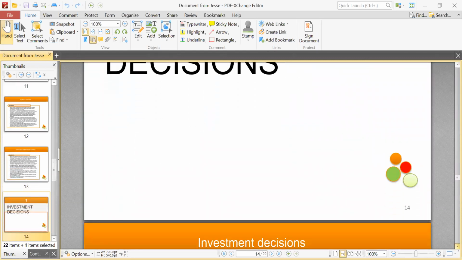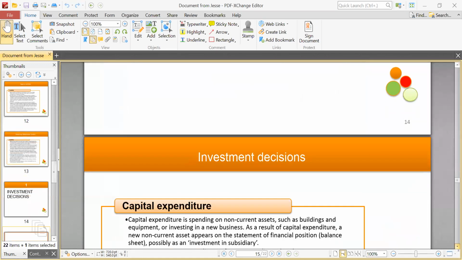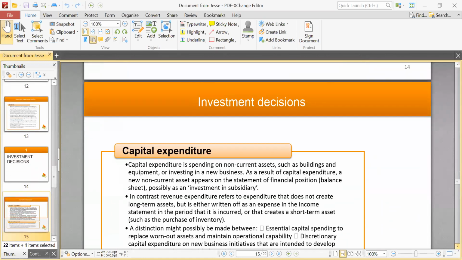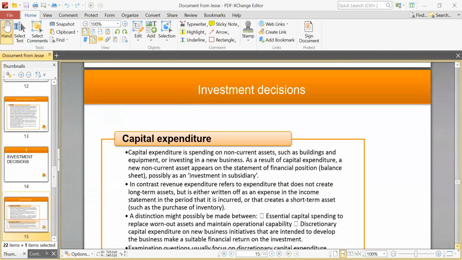Okay, any questions on agency conflict? Because it's an important topic, so I want to be sure that it's well understood. Any questions on it?